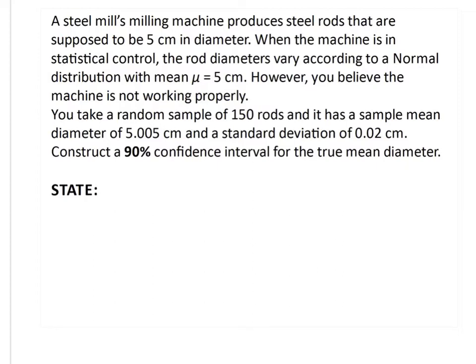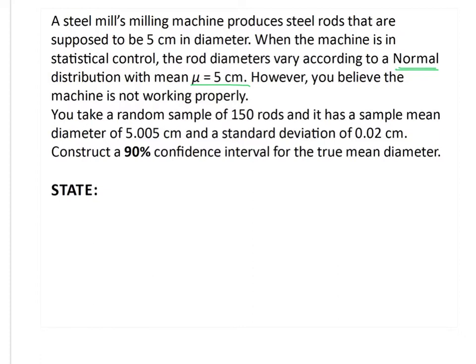So it says a steel milling machine produces steel rods that are supposed to be 5 centimeters in diameter. When the machine is in statistical control, the rod diameters vary according to a normal distribution, so keyword right there, normal, it tells us in the problem, with a mean of mu equals 5 centimeters. However, you believe that the machine is not working properly. So it's supposed to be this, but we think it's different.